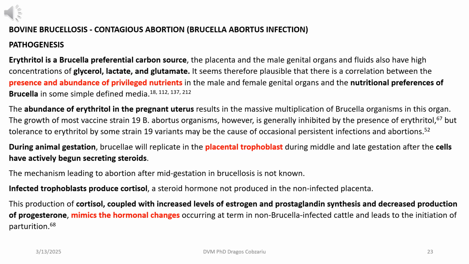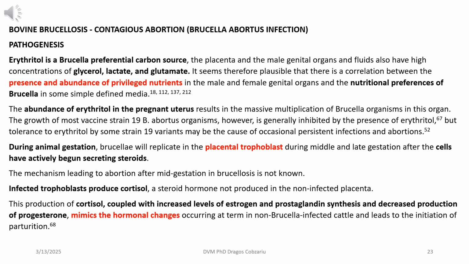The growth of most vaccine strain 19 B. abortus organisms, however, is generally inhibited by the presence of erythritol, but tolerance to erythritol by some strain 19 variants may be the cause of occasional persistent infections and abortions. During animal gestation, Brucella will replicate in the placental trophoblast during middle and late gestation after the cells have actively begun secreting steroids. The mechanism leading to abortion after mid-gestation in brucellosis is not known.